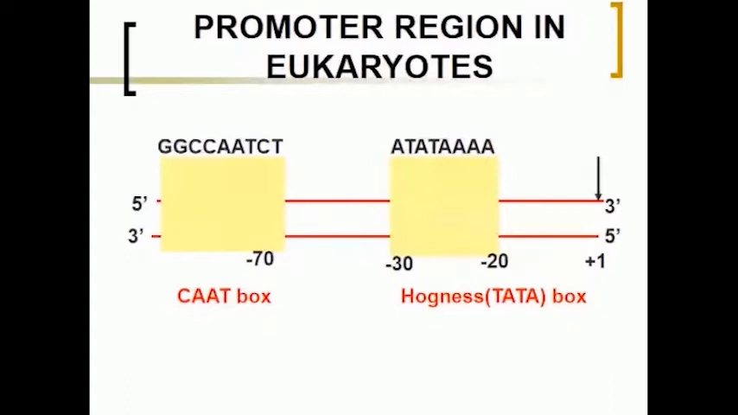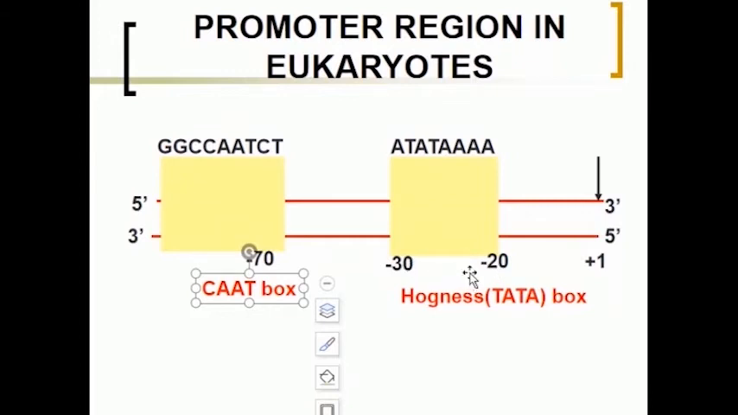What about the promoter regions present in eukaryotic DNA? Similar to the Tata box, there is a region called the Hogness box, which is present 20 to 30 nucleotides upstream from the start site. One more box is called the CAT box, present around 70 nucleotides upstream from the start site, mentioned as -70. So the Hogness box, also called the Tata box, is present 20 to 30 nucleotides upstream, and the CAT box 70 nucleotides upstream. These are some examples of promoters present in eukaryotes.